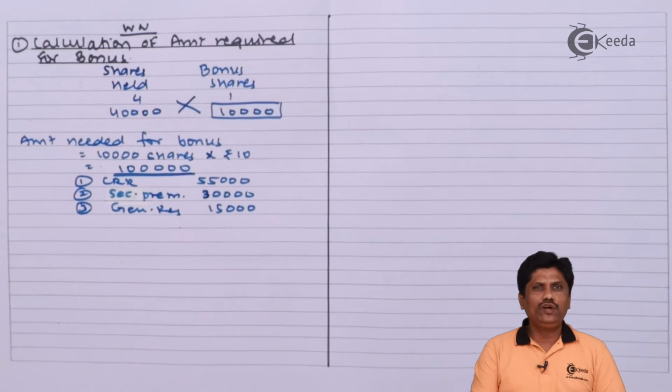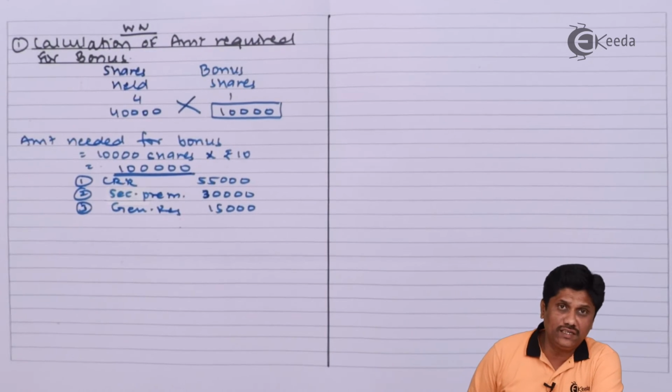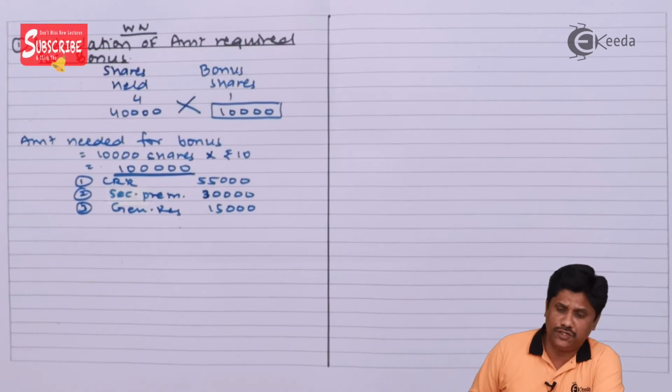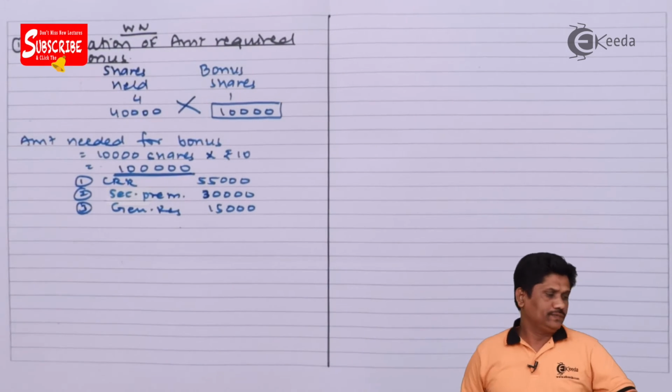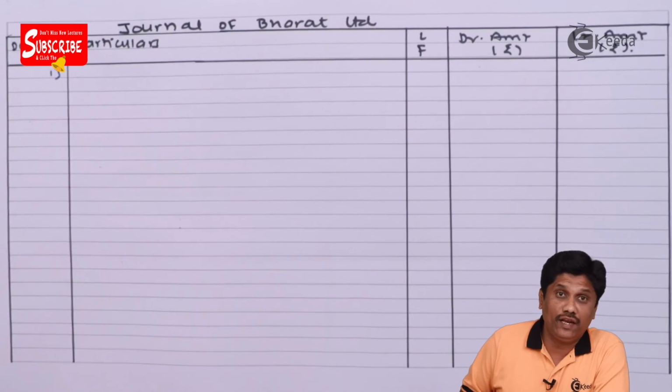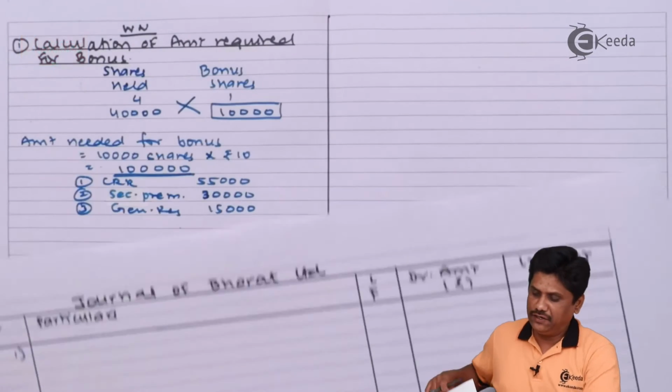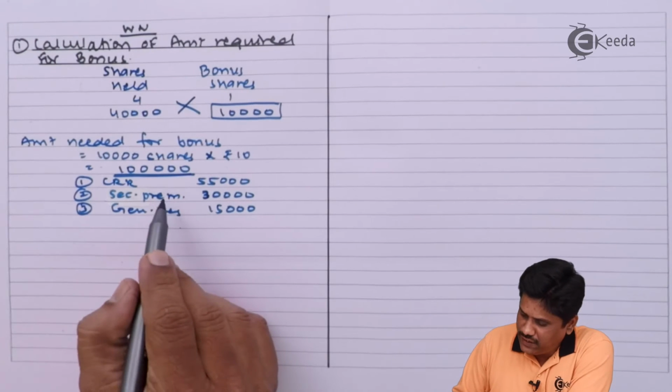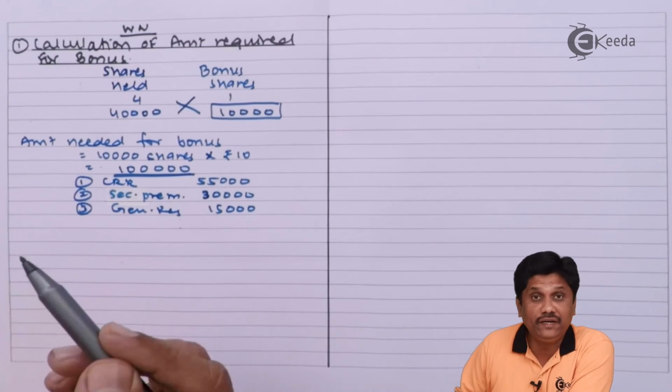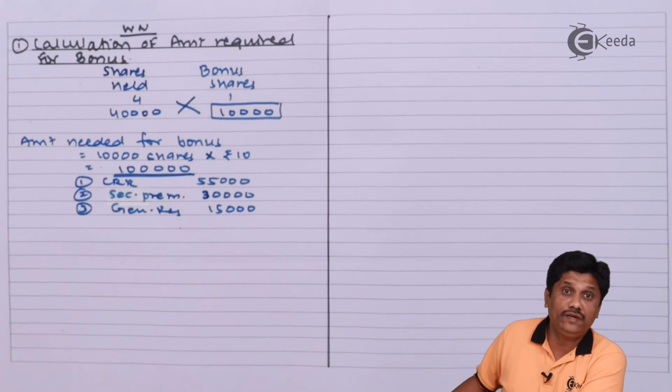So my entries will be only two entries. First entry is to utilize the reserve. Second entry is the actual issue of bonus shares. So I am going for that. First entry we will do for utilizing the reserve. Which reserves have we decided to use? CRR, securities premium, general reserve. They will be debited and bonus to equity shareholders account will be credited.